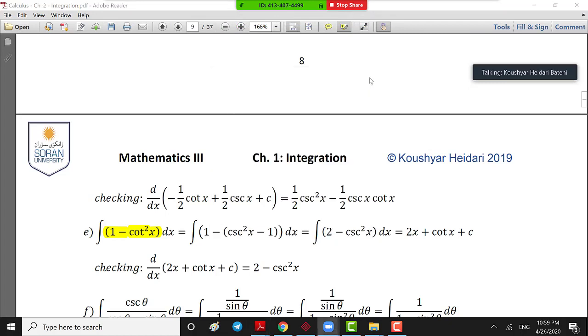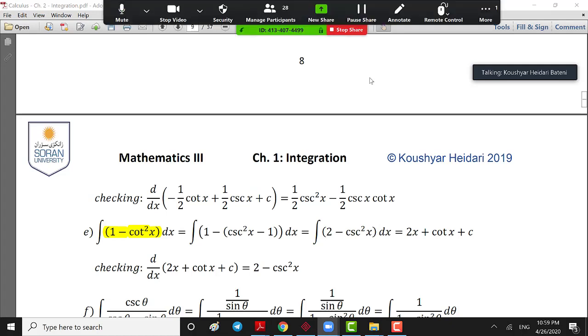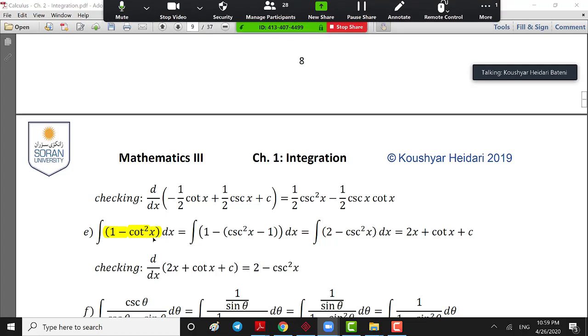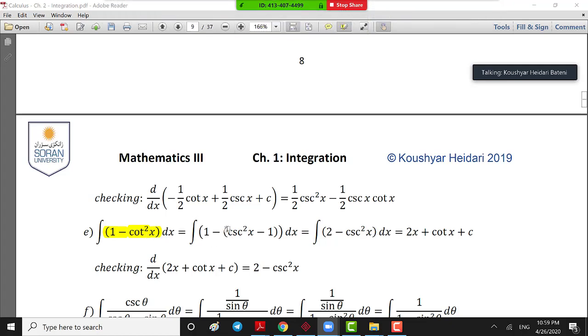So, we use a trick. We know that cotangent squared of x is equal to cosecant squared of x minus 1. If you don't know why that is true, it is very easy to show that. For cotangent squared, you can write cosine squared over sine squared. Instead of cosine squared in the numerator, if you write 1 minus sine squared, then 1 minus sine squared over sine squared would be 1 over sine squared minus 1, which is cosecant squared minus 1. Right?